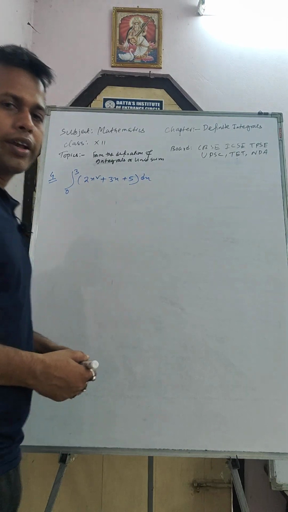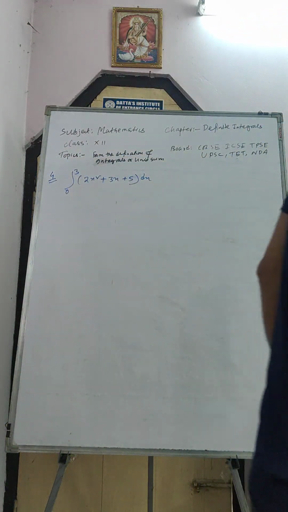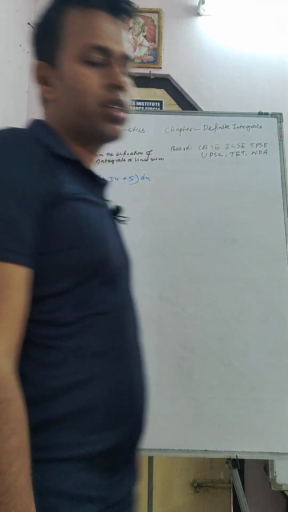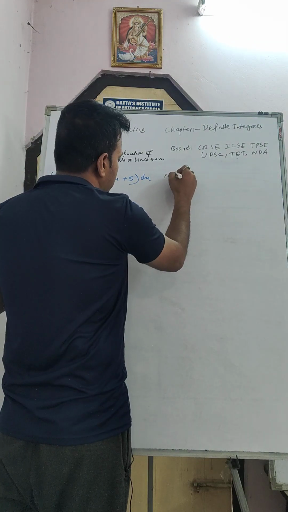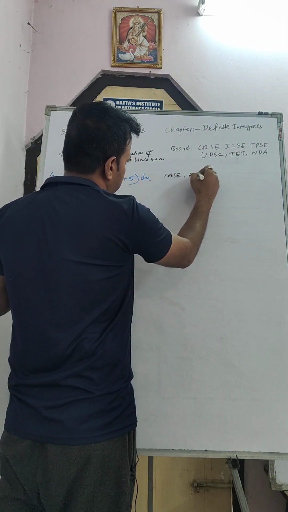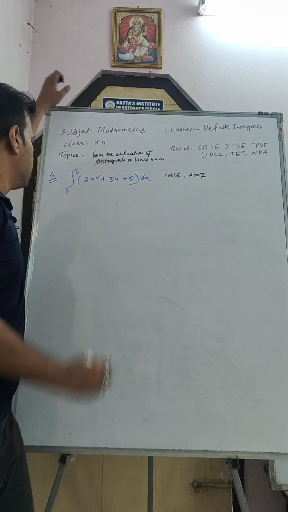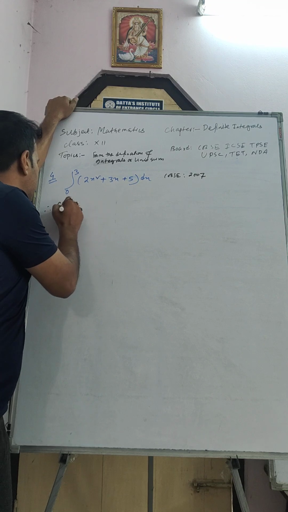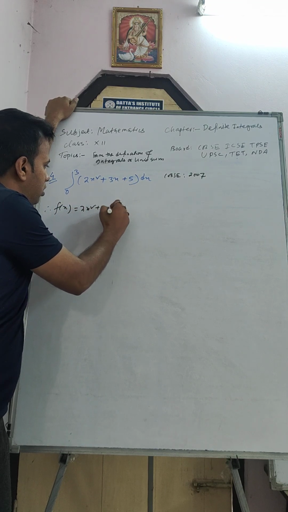So our next question is integration 0 to 3 2x square plus 3x plus 5 will be what? And this question came in CBSE 2007. Okay, here every question is taken from previous years' questions. Okay, so what is f of x here? f of x here is 2x square plus 3x plus 5.